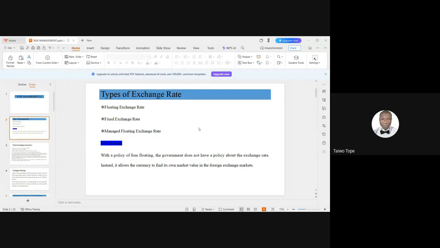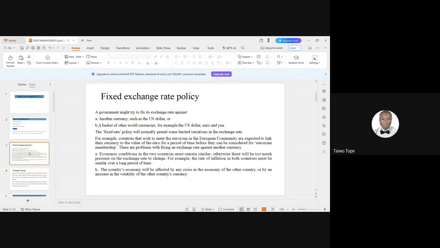So also we have the fixed exchange rate. This refers to a system in which exchange rates for a currency is fixed by the government, and this system of exchange rate regime is usually adopted in order to ensure stability in foreign trade and capital investment.